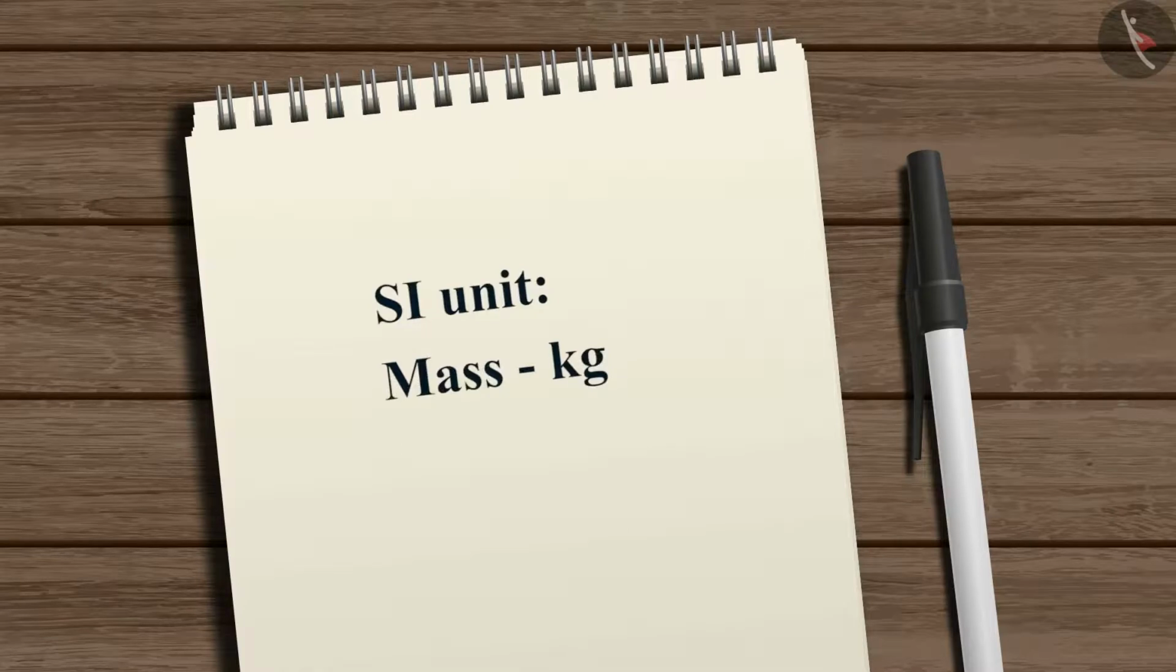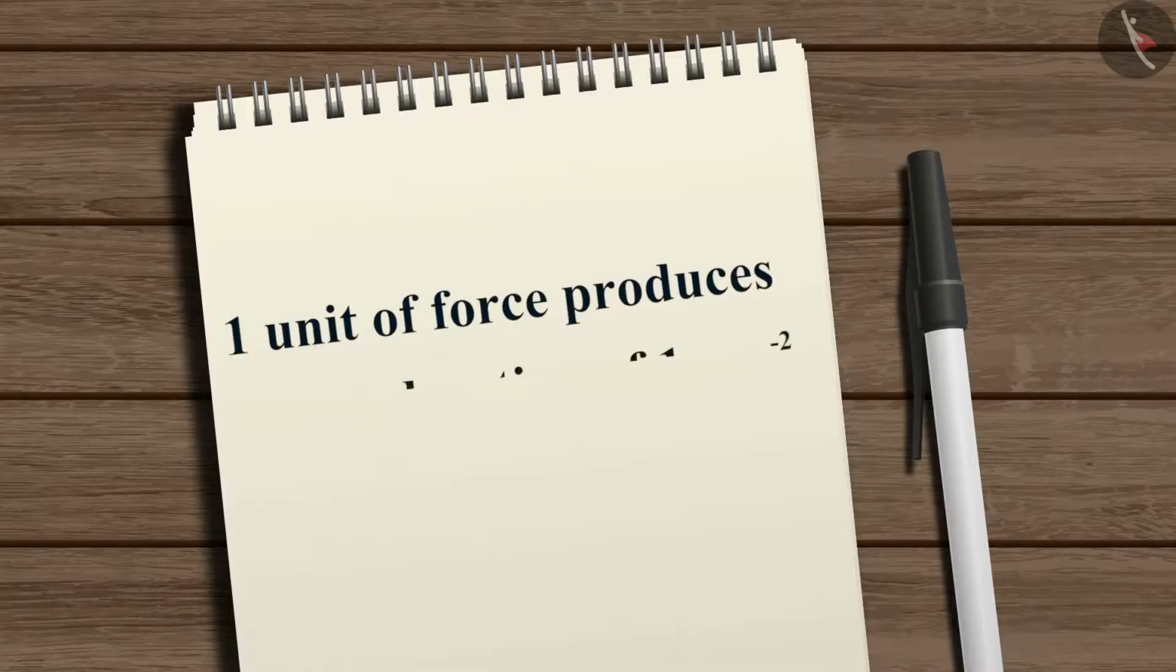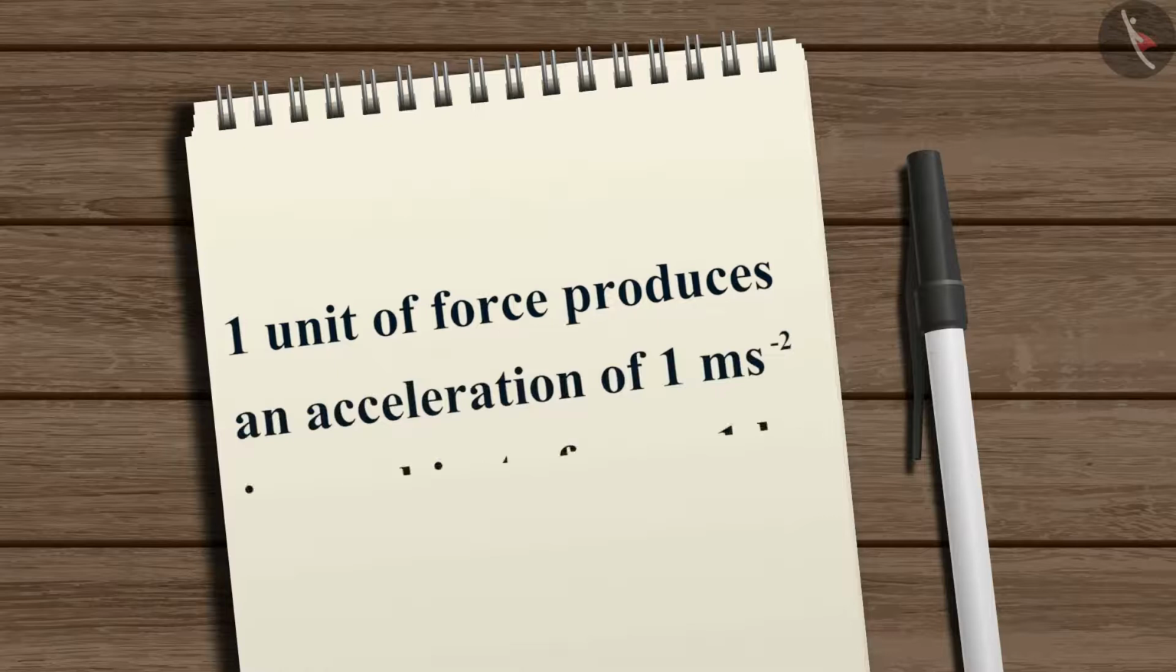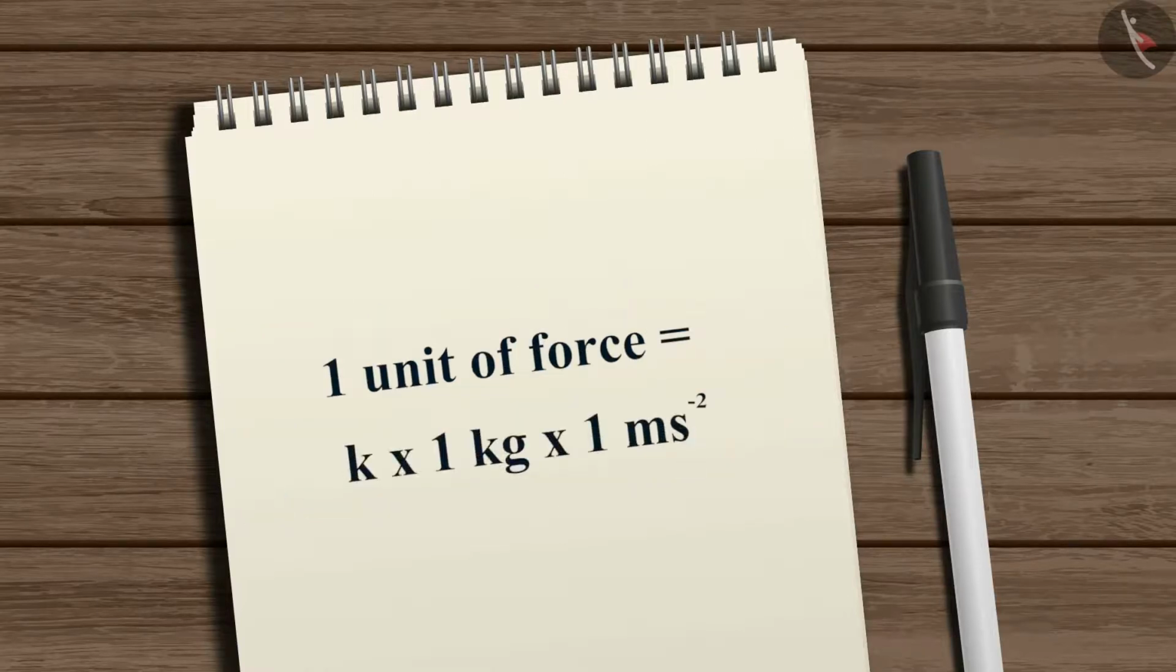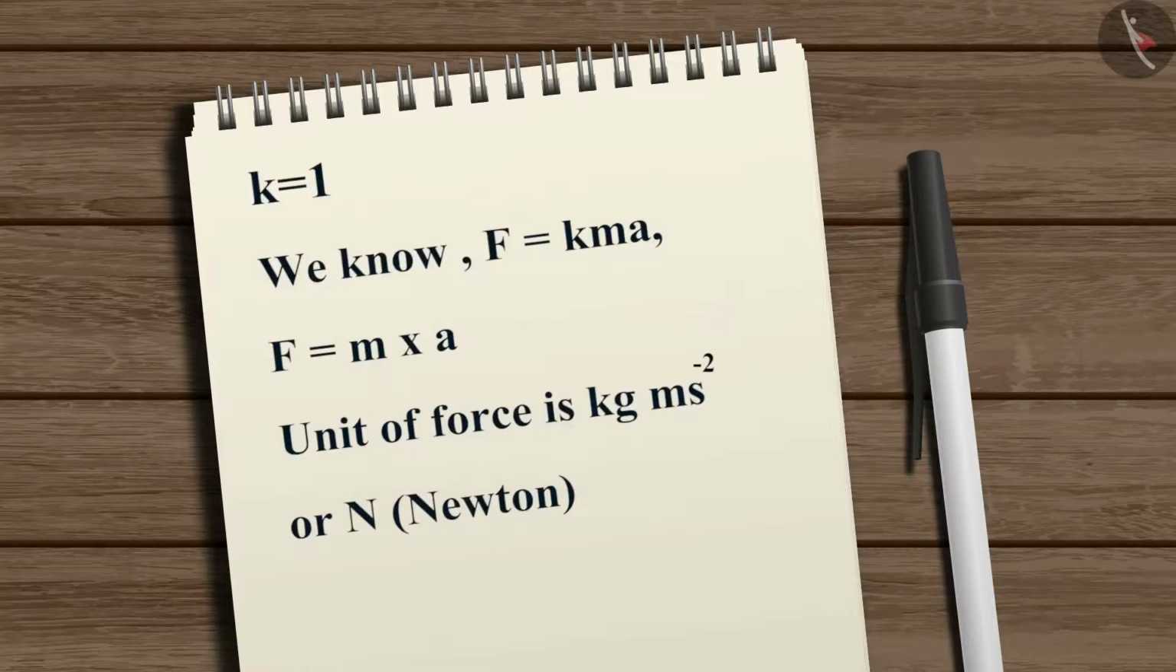The SI unit of mass is kilogram or simply kg, and acceleration is meter per second squared. The unit of force is chosen in such a way that the constant of proportionality k becomes 1. According to the formula, we can define one unit of force as the amount of force that produces an acceleration of 1 meter per second squared in an object of mass 1 kilogram. That is, 1 unit of force is equal to k multiplied by 1 kilogram multiplied by 1 meter per second squared. Thus, the value of k becomes equal to 1.